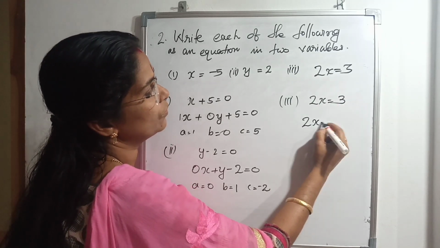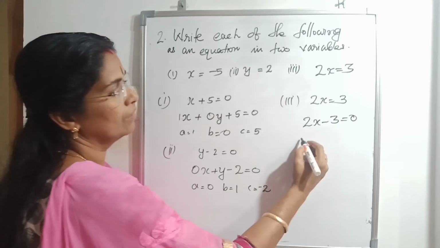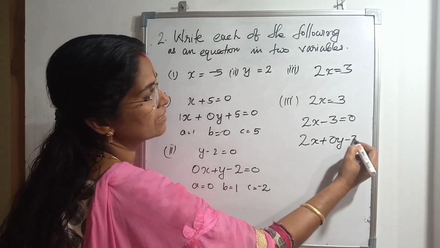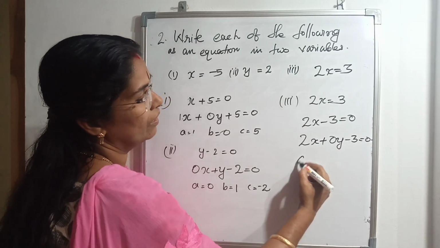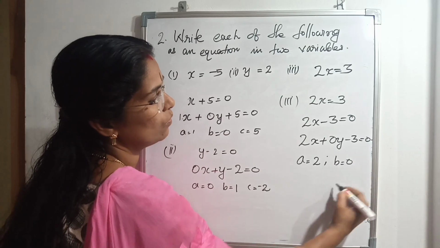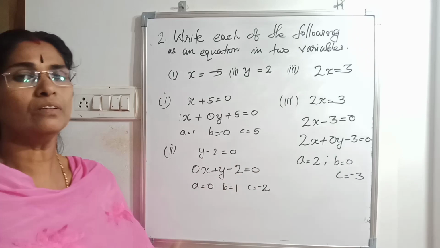And third one, 2x equal to 3. First we are writing 2x minus 3 equal to 0. Which term is missing here? Y term. So 2x plus 0y minus 3 equal to 0. What is a here? 2, b 0 and c minus 3. This model also very simple.